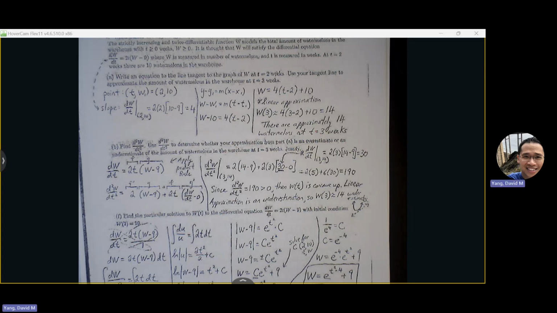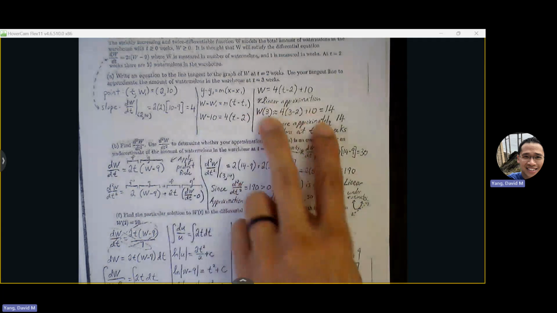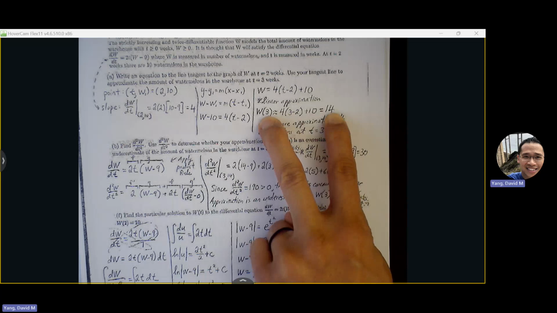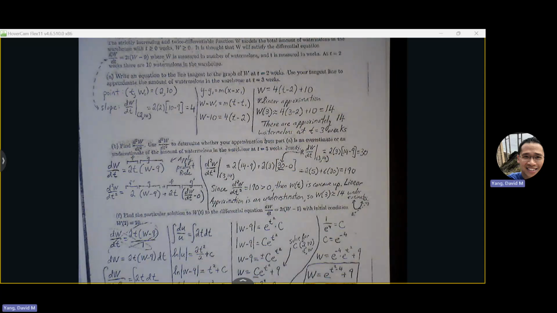So if they did give you a value, would it be a value for 3 weeks or another? It would be a value for 3 weeks. Okay, that makes sense, because then you would already know whether it was an overestimate or an underestimate.